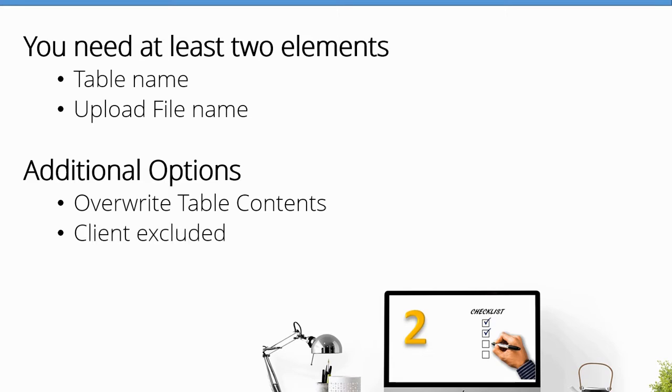If this is checked, then the program will assume that the client will not be in the spreadsheet, so it'll accommodate that and fill in the client automatically. Finally, we'll have a header line included checkbox, which means if this is checked, then the program will assume that the first line of your spreadsheet is a header line and it'll ignore it.